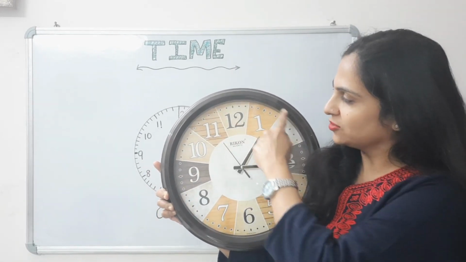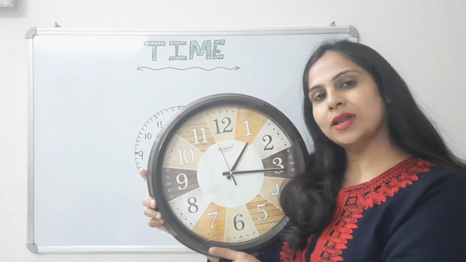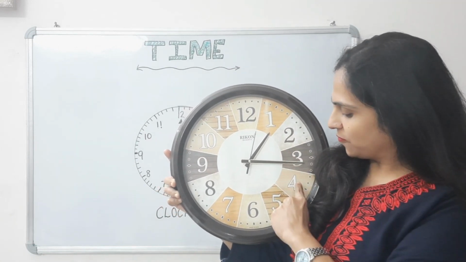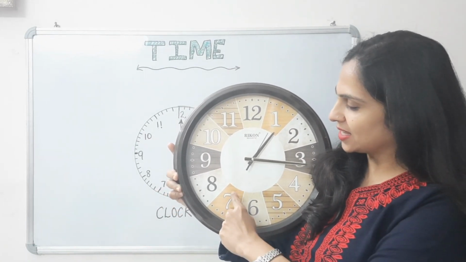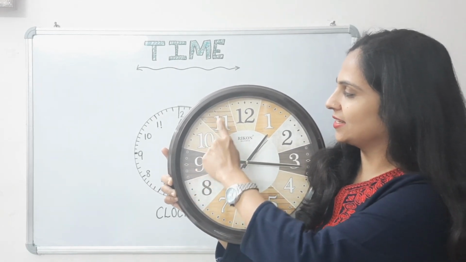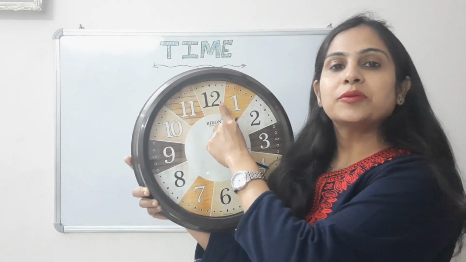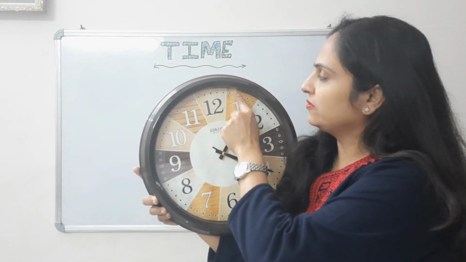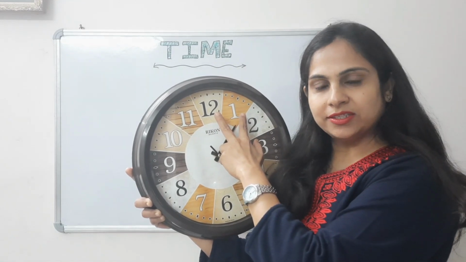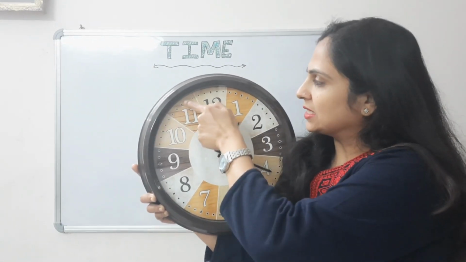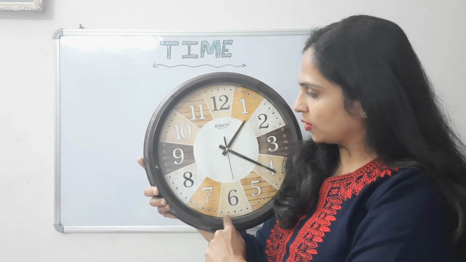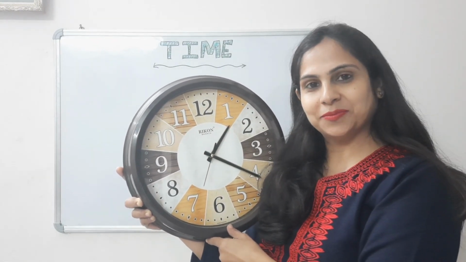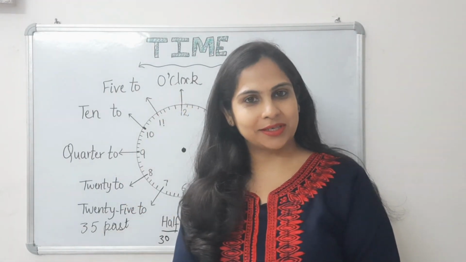Now, the face of the clock has 12 equal divisions. 1, 2, 3, 4, 5, 6, 7, 8, 9, 10, 11 and 12. Now, these numbers represent hours. There are 5 small divisions between two consecutive numbers. So, a dial has 60 small divisions and these small divisions are called minutes. Now children, let's know our time.